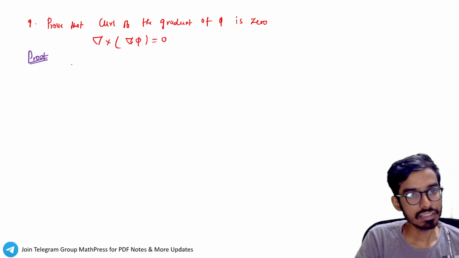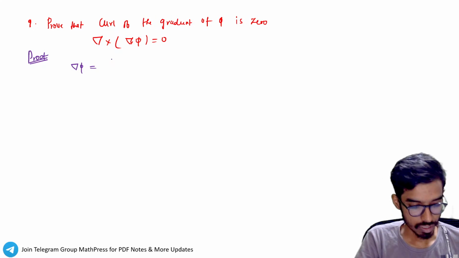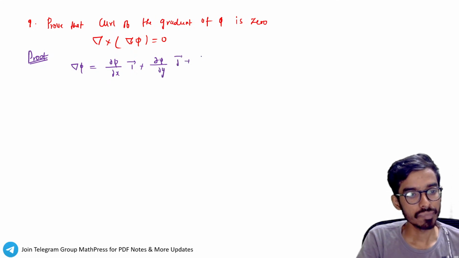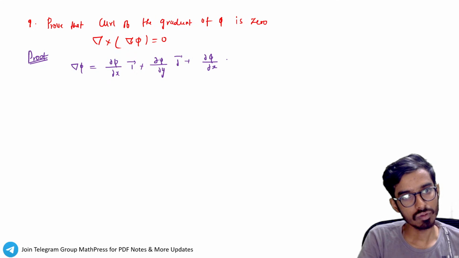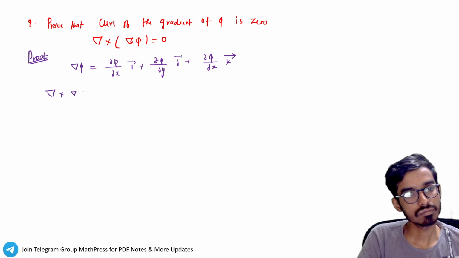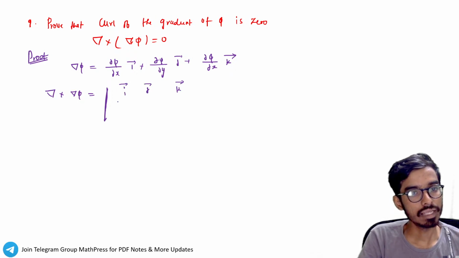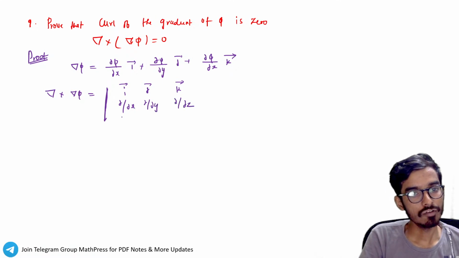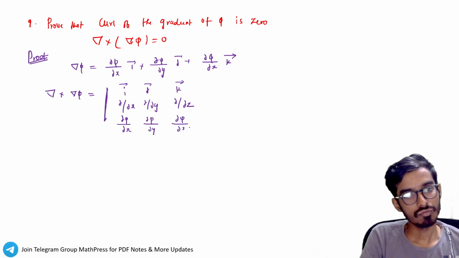So what is del phi? Del phi is dou phi by dou x into i vector, dou phi by dou y into j vector plus dou phi by dou z into k vector. Now we need to find del cross del phi. So this will be the determinant of i vector, j vector, k vector. Del is dou by dou x, dou by dou y, dou by dou z. Now del phi is dou phi by dou x, dou phi by dou y, dou phi by dou z.